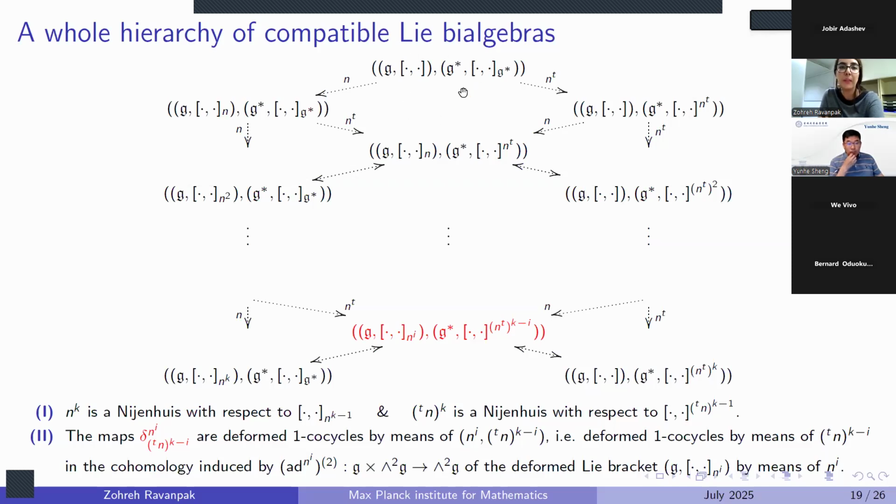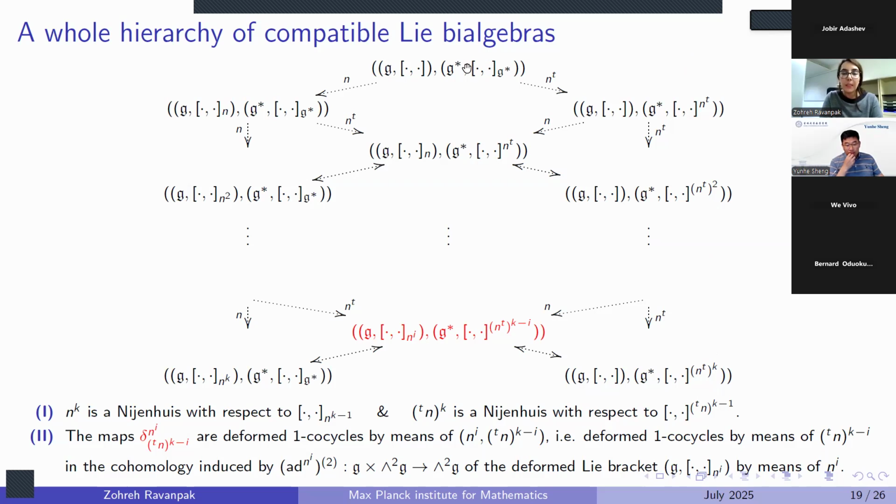We start with a Lie bialgebra and a Nijenhuis operator. We have deformations via N transpose, then double deformations, and at each step we can deform by N. To have the whole picture and define compatible Lie bialgebras, we need a hierarchy of algebras on the left-hand side, guaranteed by having a Nijenhuis structure on g, and a hierarchy on the dual Lie algebra, guaranteed if we suppose that N transpose is Nijenhuis.